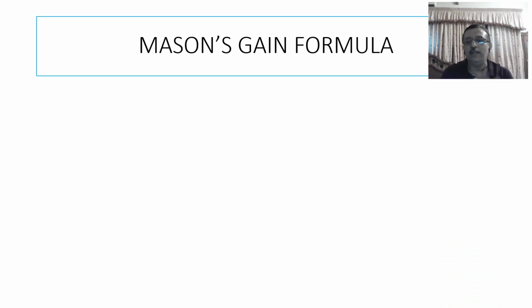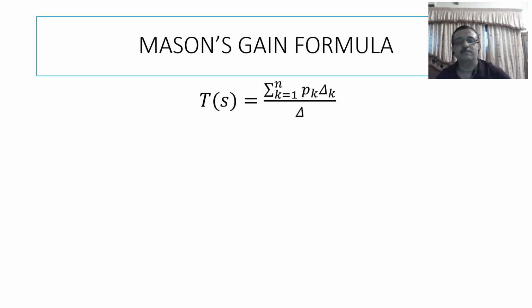So now we will eat the cake. The main part, the Mason's gain formula is here. So what does the Mason's gain formula say? It says T of S, the overall transfer function, is equal to sigma k is equal to 1 to n, P k delta k by delta.